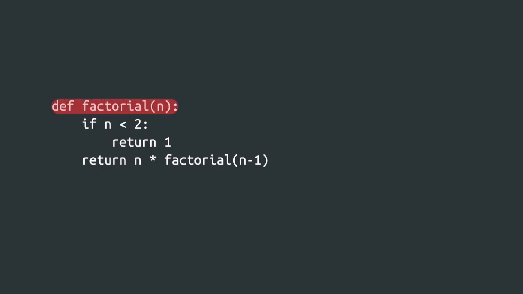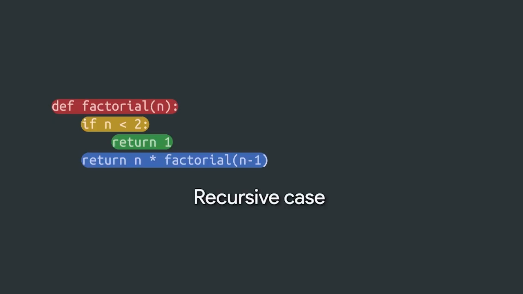Here, we're defining a function called factorial. At the beginning of the function, we have a conditional block defining the base case, where n is smaller than 2. It simply returns the value 1. After the base case, we have a line where the factorial function is calling itself with n minus 1. This is called the recursive case.